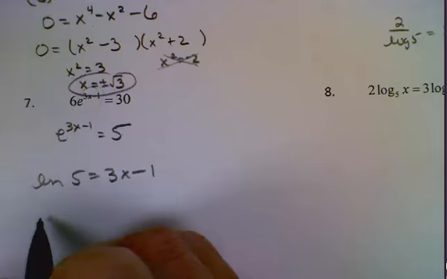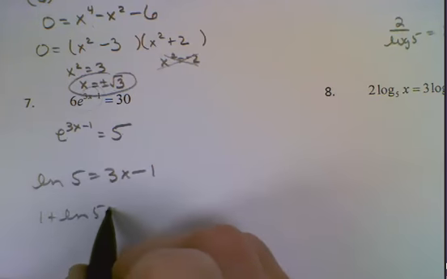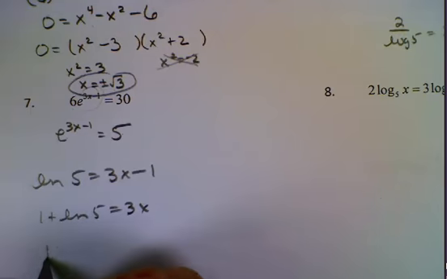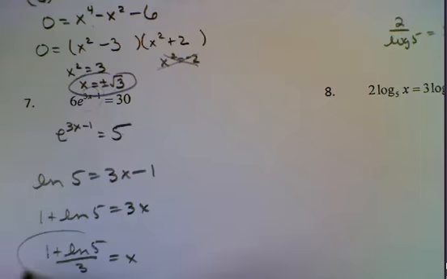Solve for x, I add 1, and I divide by 3. And there's my value for x. And again, without a calculator, I don't know what that approximation is. I just know that's the exact answer.